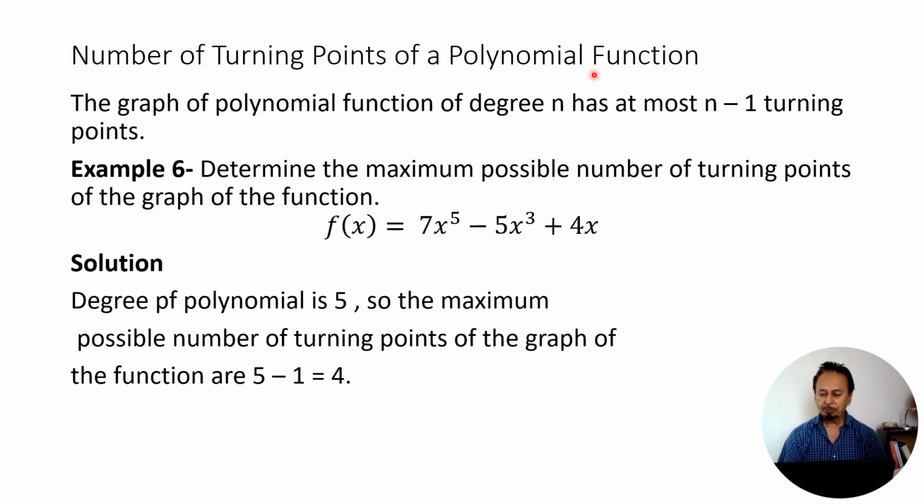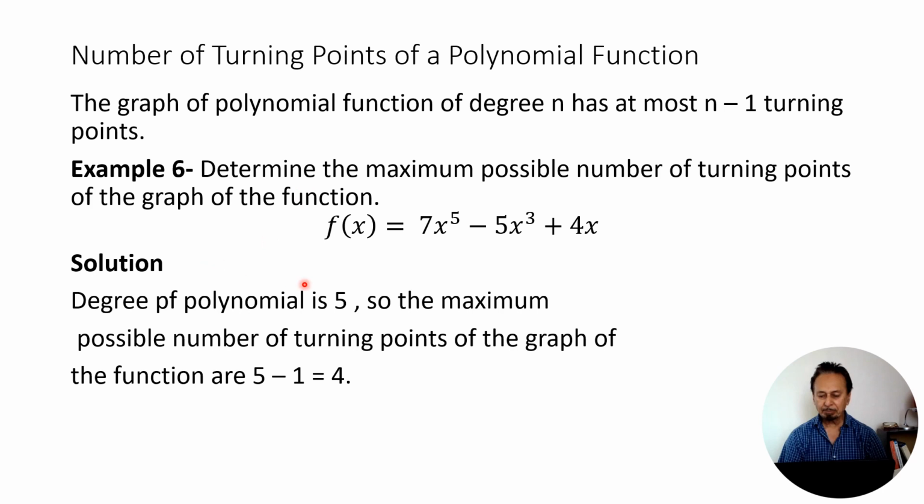Number of turning points of a polynomial function. Just looking at the degree of the polynomial, we can tell how many turning points the graph of a polynomial function will have. The graph of a polynomial function of degree n has at most n minus 1 turning points. So basically it's a maximum. You could have fewer than that, but not more than n minus 1.